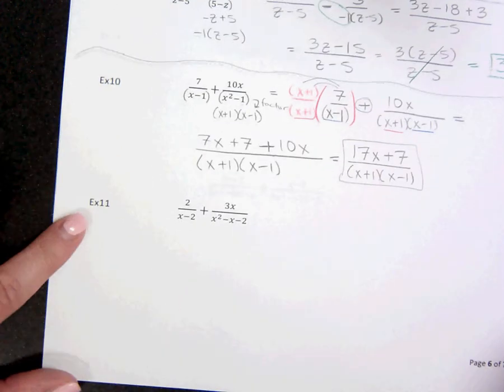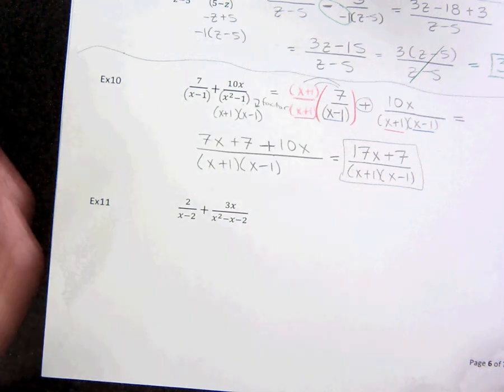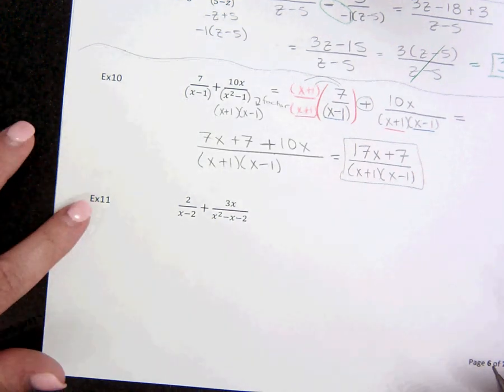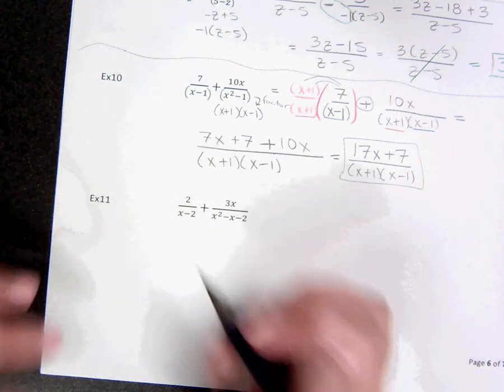Example 11 works the same way if you want to pause the video and try it. The examples always come in pairs in the textbook, so it's always good to pause and try the second one on your own. Just see how you do, and then play the video back.